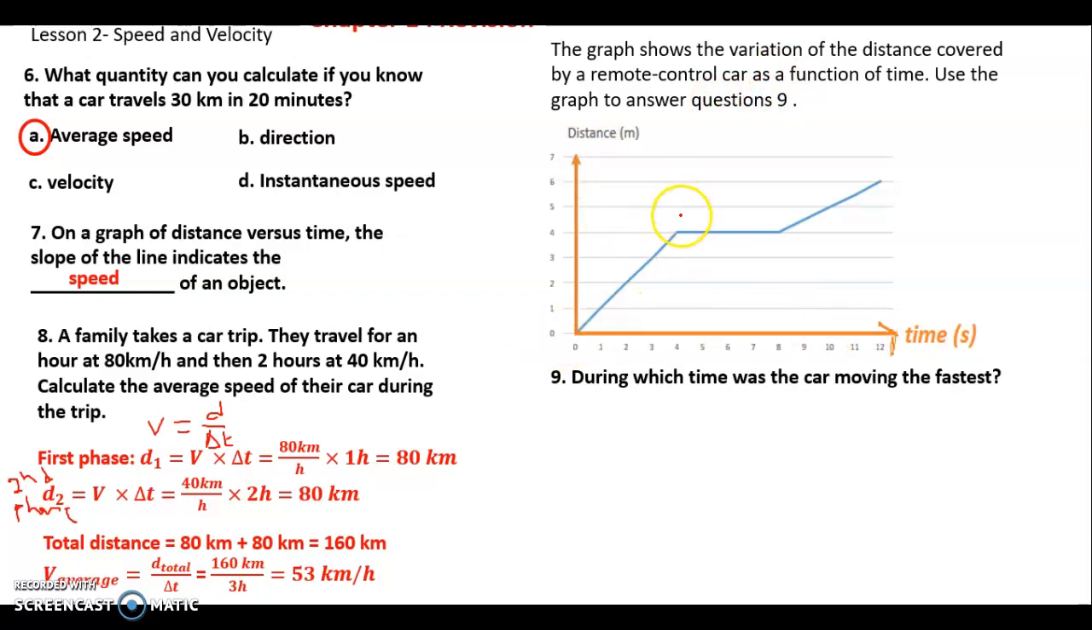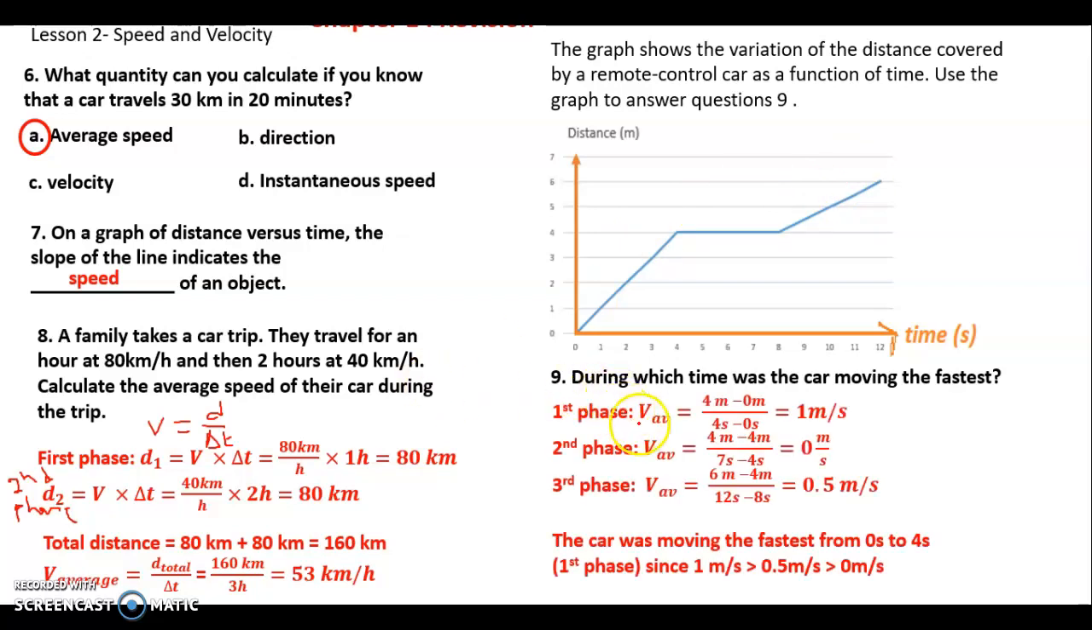First phase increasing, second phase the distance is constant, third phase increasing again, but it's clear that these two increasing lines have different steepness, different slopes, and we already said that on a graph of distance versus time, the slope of the line indicates the speed. So it's clear that the speed in this phase is different from the speed in the third phase. So during which time was the car moving the fastest?